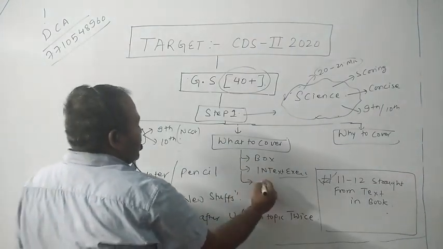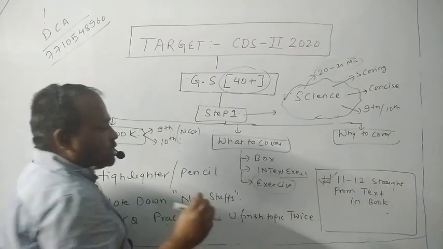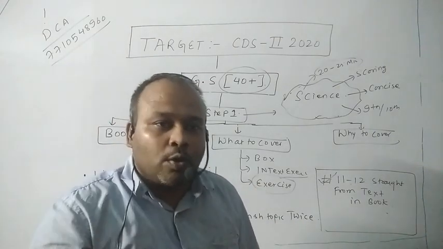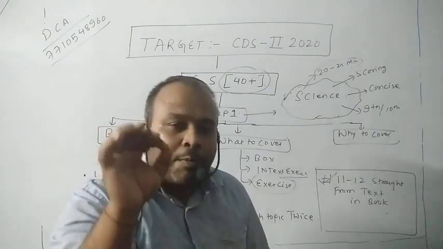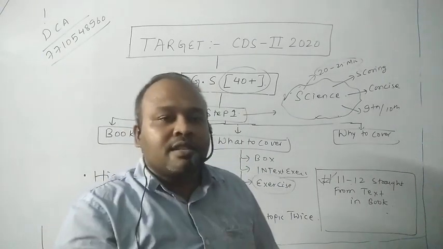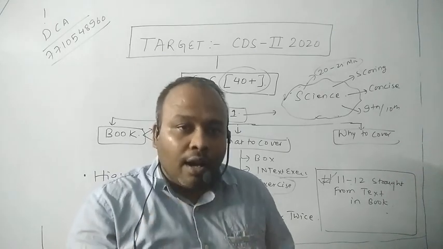And last, the exercise. At the end of the chapter, there are some questions which are maybe one-liner, two-liner or subjective, but do read those questions, including the name of the scientist. I repeat, read everything, including the name of the scientist, because sometimes the scientist's name has also been asked.